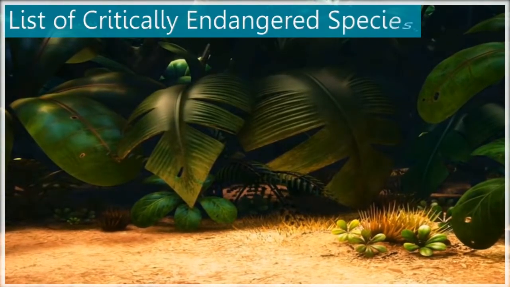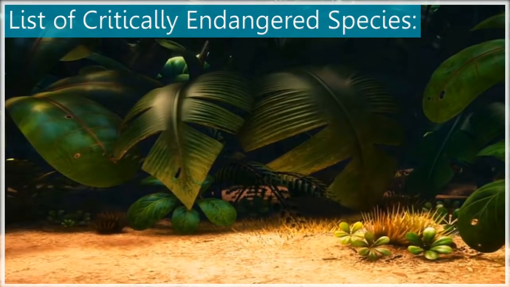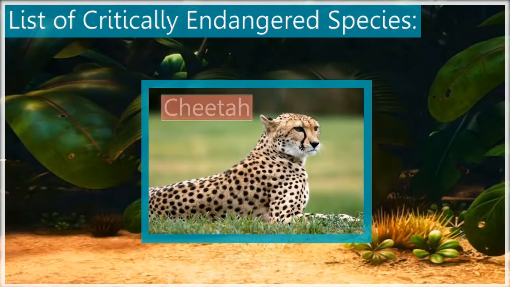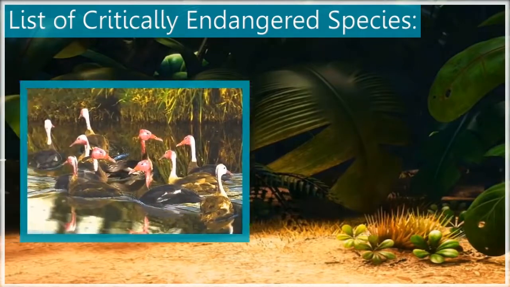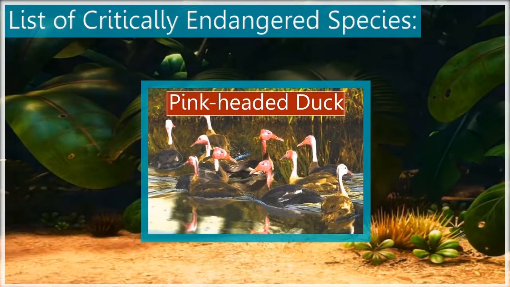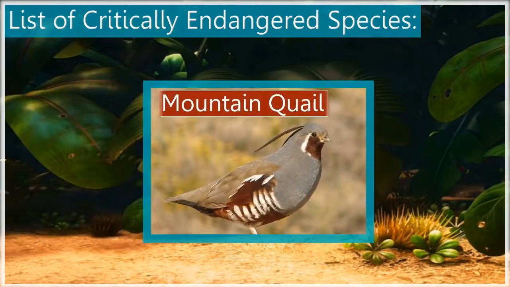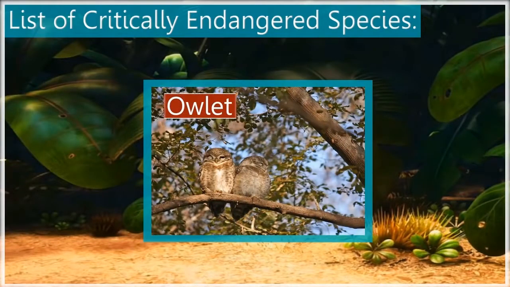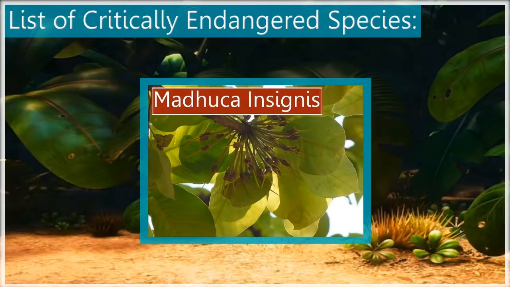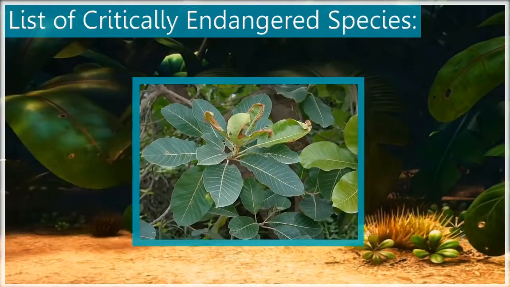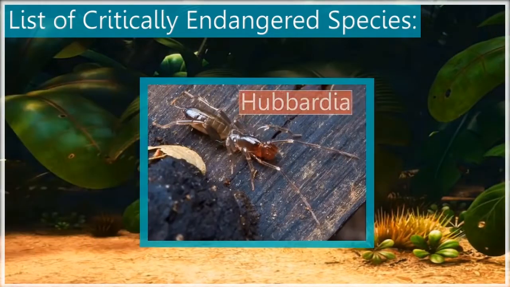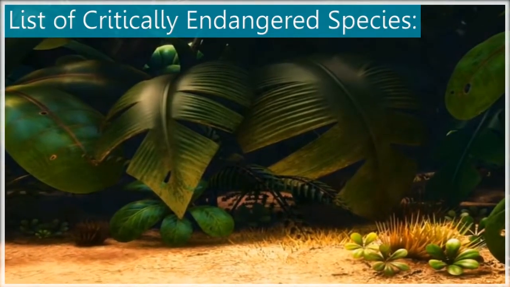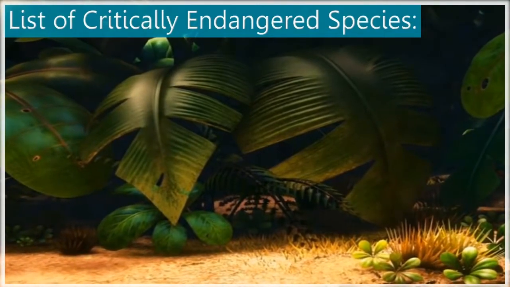List of critically endangered species. Many of these would now be categorized as critical, that is, on the verge of extinction, like the cheetah, pink-headed duck, mountain quail, forest spotted owlet, and plants like Madhuca insignis and Hubbardia heptaneuron, a species of grass. In fact, no one can say how many species may have already been lost.